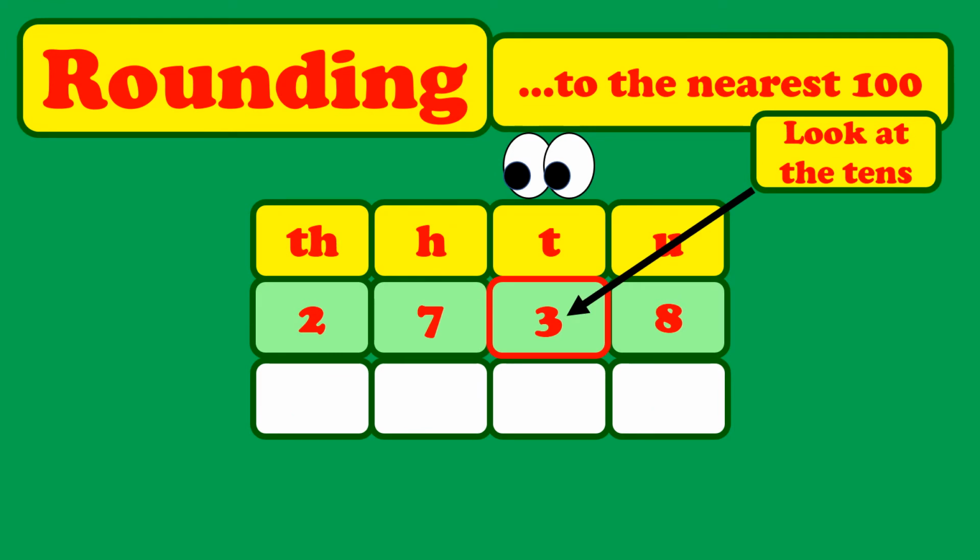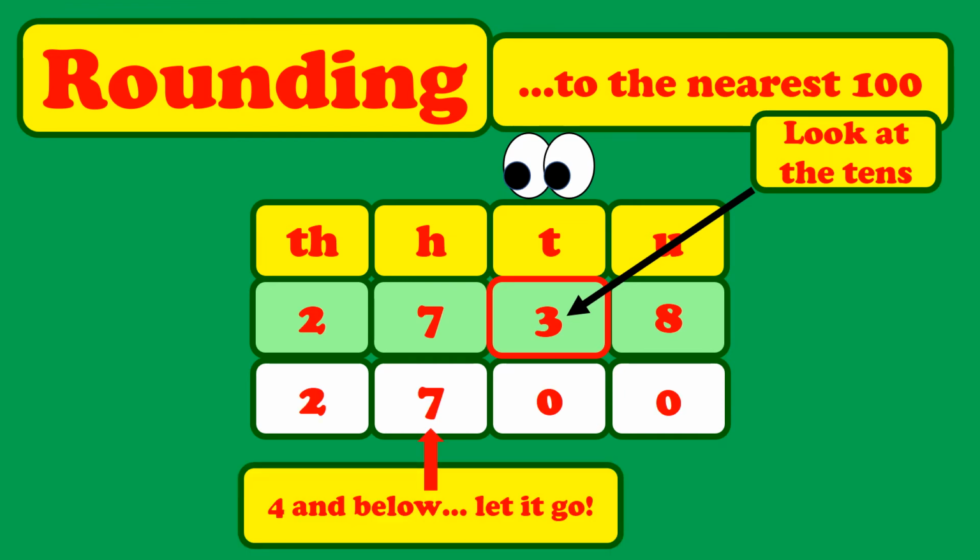So rounding it to the nearest 100, we're going to this time look into the tens column, as that is the column to the right. And we're going to look at the number here, which is number 3. As that is less than 5, we stick with this 7. We don't round it down. We just stick with the 7 and fill the units and the tens up with zeros. 4 and below, let it go.